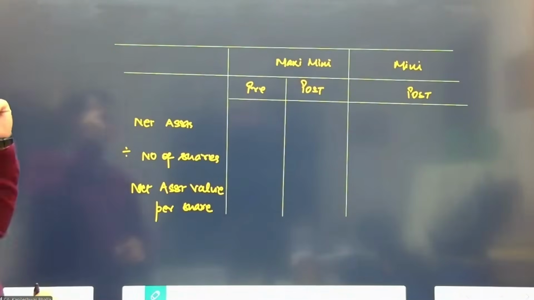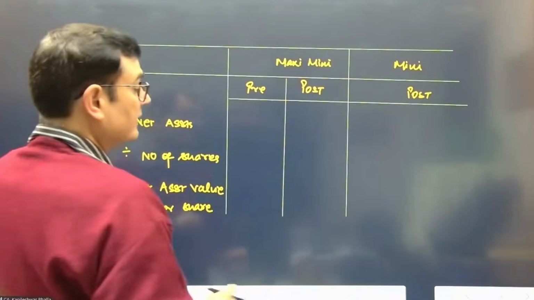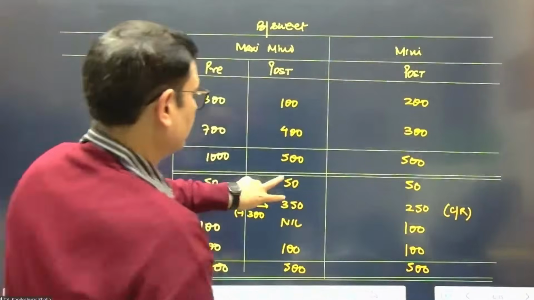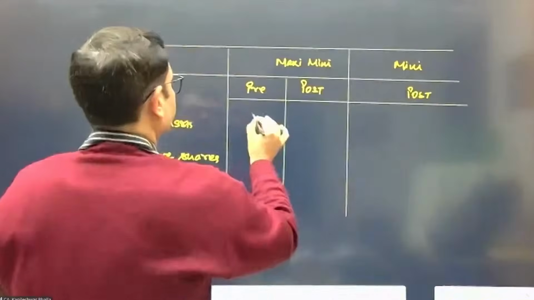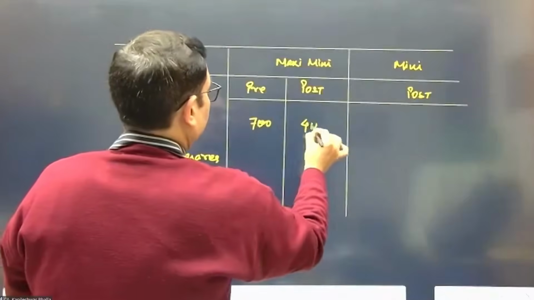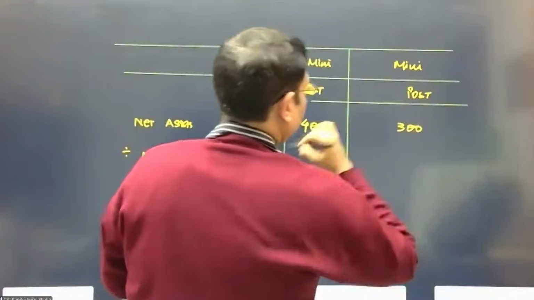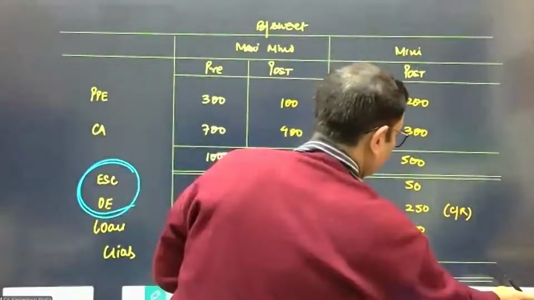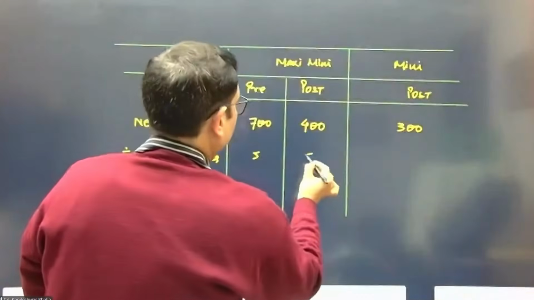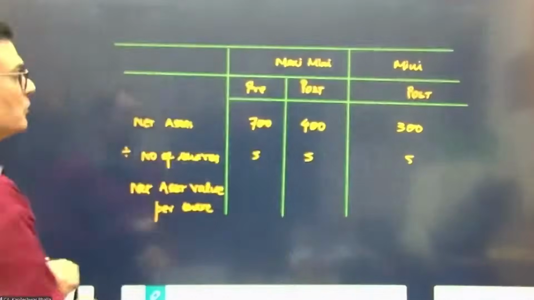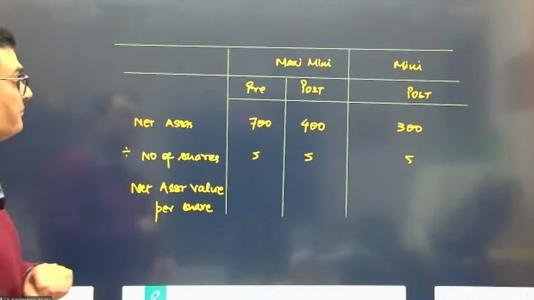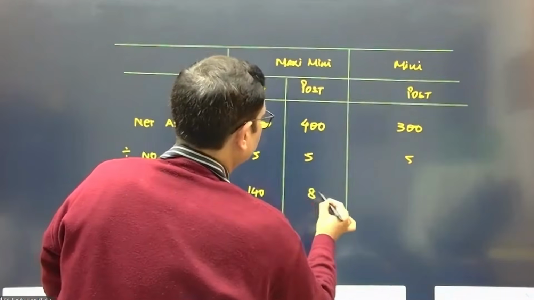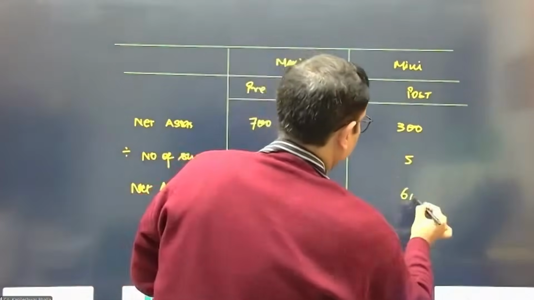So as far as the net assets are concerned, the net assets can be taken from here. So this is 700, this is 400, and this is 300. And as far as the number of shares is concerned, it's 10 rupee share, so 5 crore shares. So we will be able to get the net asset value per share. So I think this is 140, this is I guess 80, and this is 60.